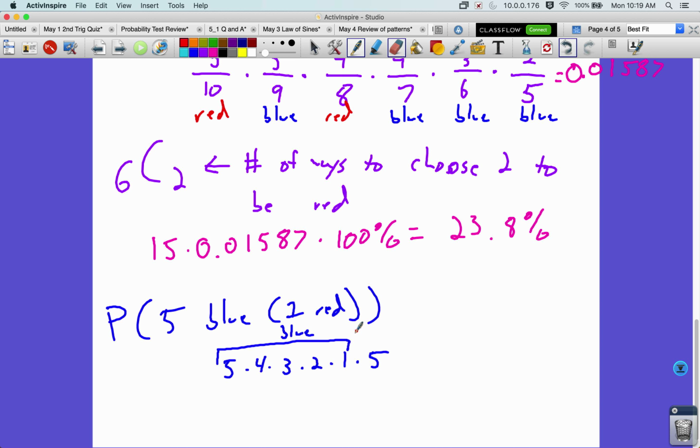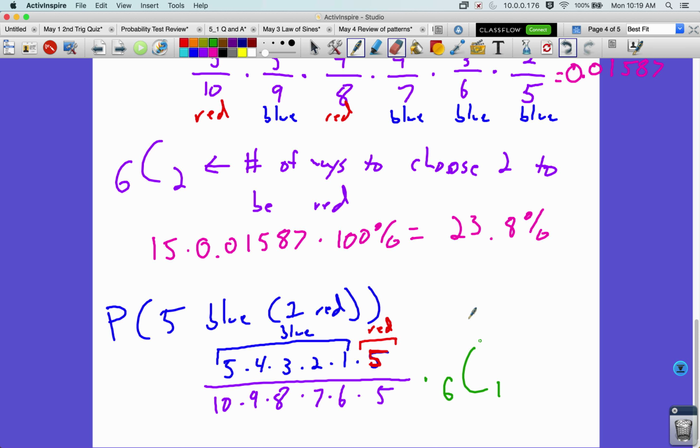And then the red. Whenever we shoot off that red rocket, there will be 5 of them remaining. And this will be divided by 10 times 9 times 8 times 7 times 6 times 5 for how many total rockets are remaining for each firework we shoot off. All right, now we have to multiply this by 6 choose 1, because there's only one red rocket to be placed amongst these 5 blue ones. And 6 choose 1, we should know that that is equal to 6.